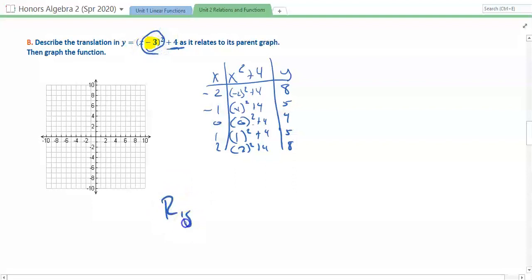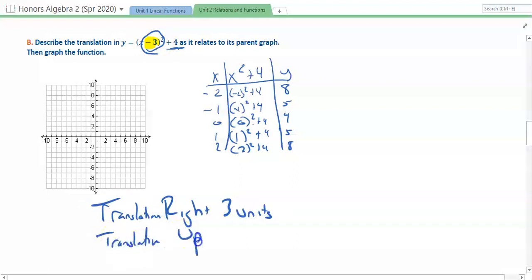And so when we combine these two together, this -3 we talked about is going to be moving to the right 3 units. So again, it's a translation. Right 3 units. But the +4 out back will also be a translation, but it's going to move us up 4 units.